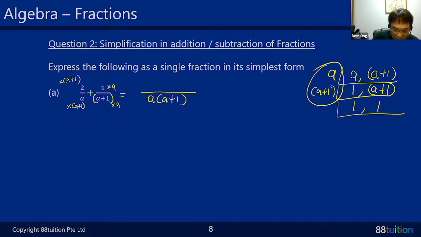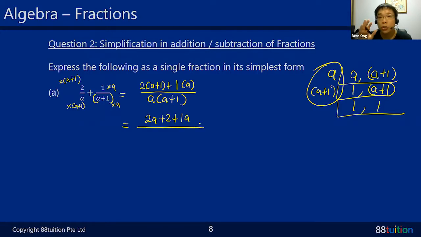So now what you do? Write it out. 2 bracket a plus 1 plus 1 times a. Do your distributing method. All right, I got it wrong. Hey, chill, man. Relax. 2 times a is 2a. 2 times 1 is 2. 1 times a is 1a over the denominator. Students, the denominator never expand. Just keep it as a plus 1. Never expand. Keep it in factorized form.